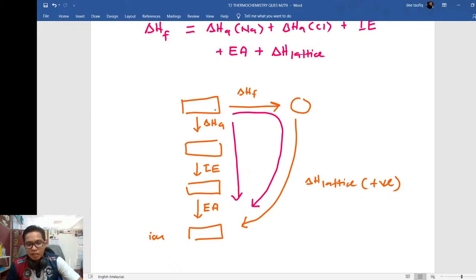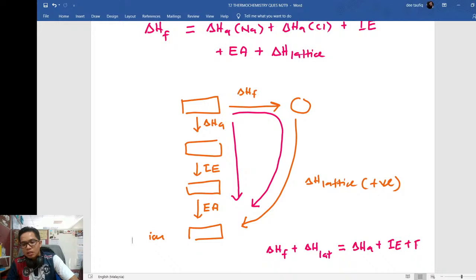So untuk yang dari sini pergi ke kanan turun ke bawah, so it will be delta HF plus delta H lattice equal. Okay, and then from top straight away to the bottom, we have delta H atomization plus IE plus EA. Right. So all of this depends on how you draw your energy cycle and where your arrow going. Ke kanan, ke kiri, atas, bawah atau pulang. So dia tak ada fix formula kat situ.